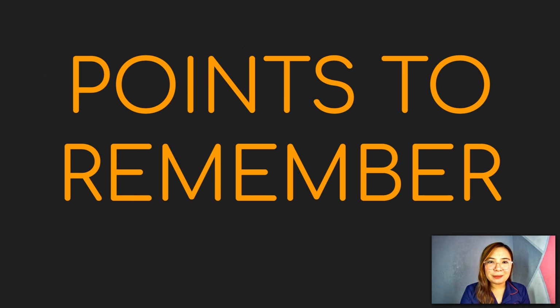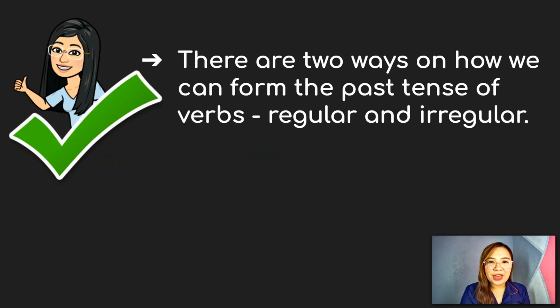Let us now talk about the points to remember in this lesson. There are two ways on how we can form the past tense of verbs. Again, we have regular and irregular.